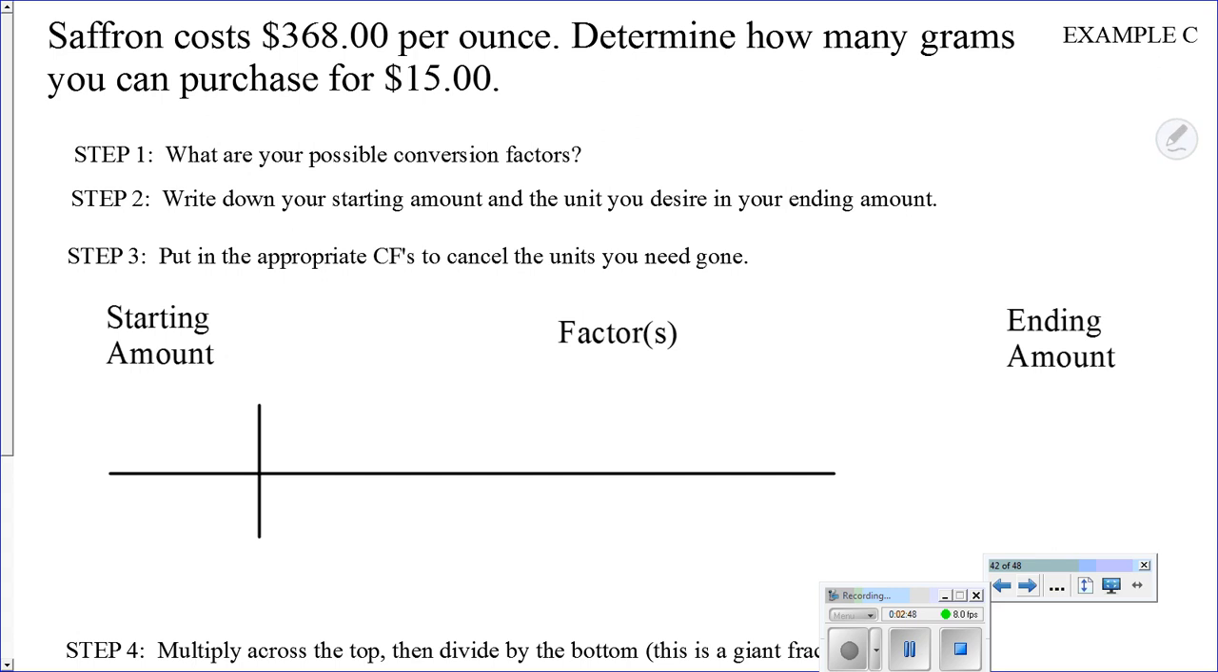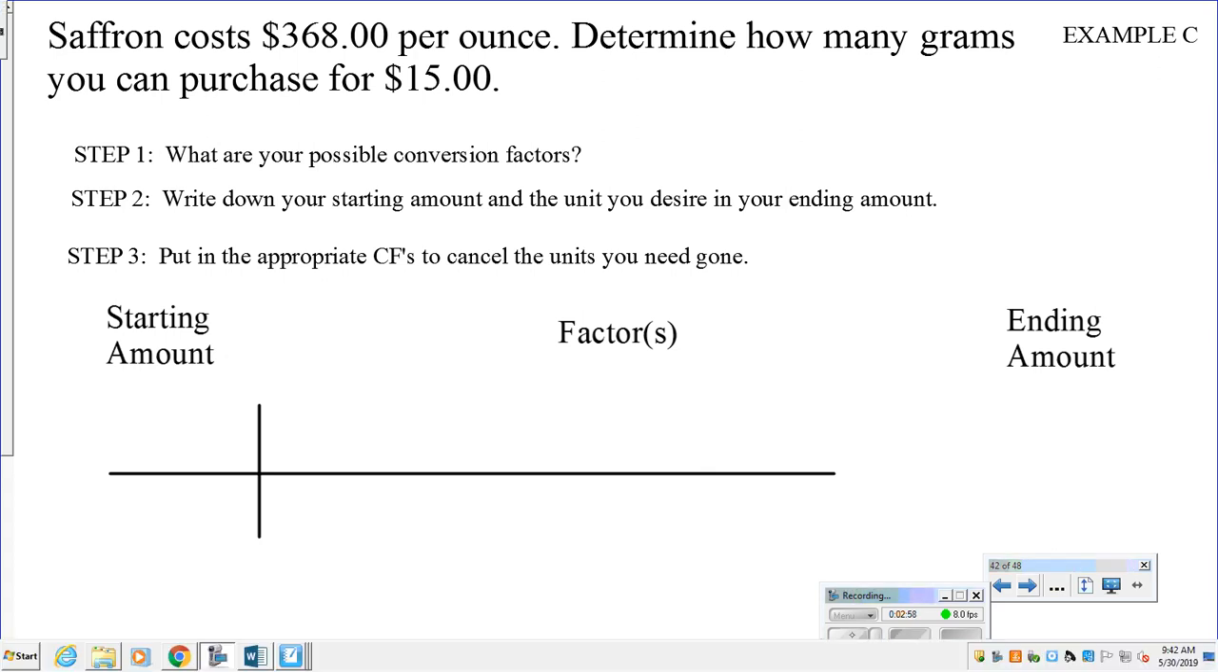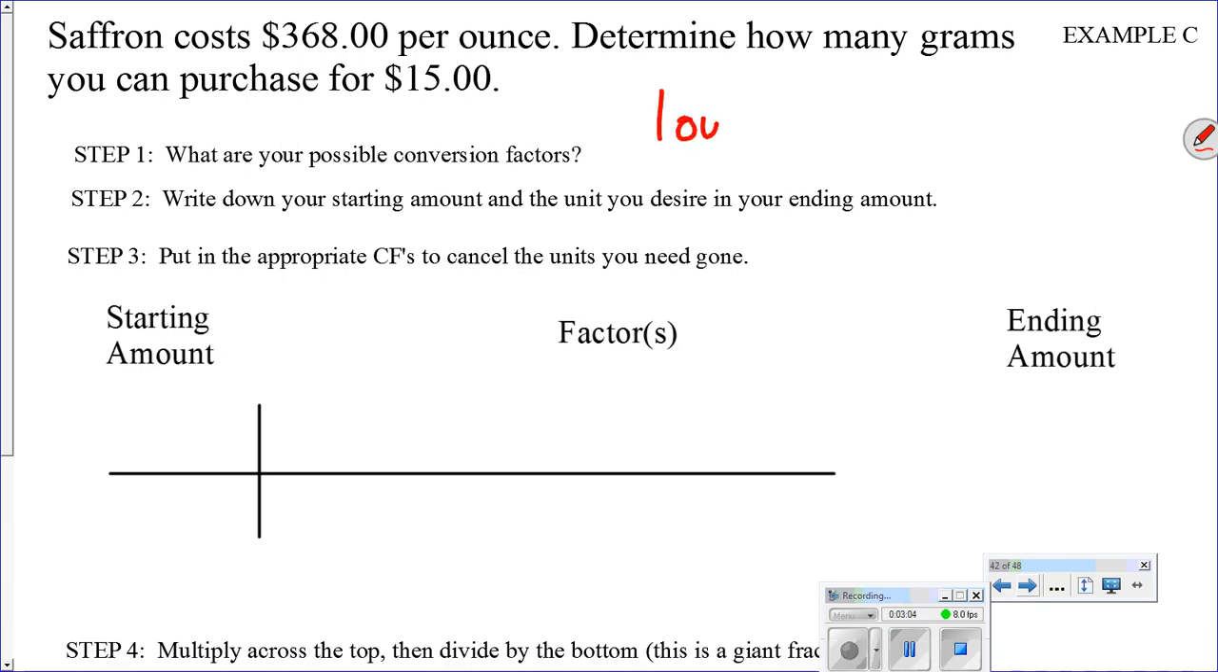Saffron, a very expensive spice, costs $3.68 per ounce. Determine how many grams you could purchase for $15. Sorry about having to pause there for a second. I forgot that I did not have the conversion factor up here for ounces to grams. 1 ounce is equivalent to 28.35 grams. So my starting amount, I have $15.